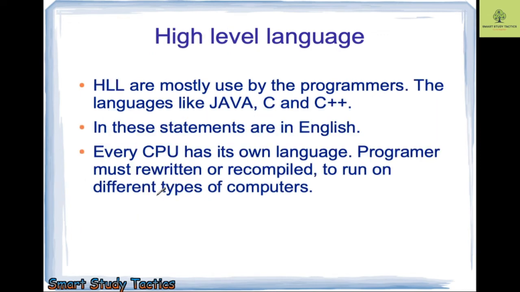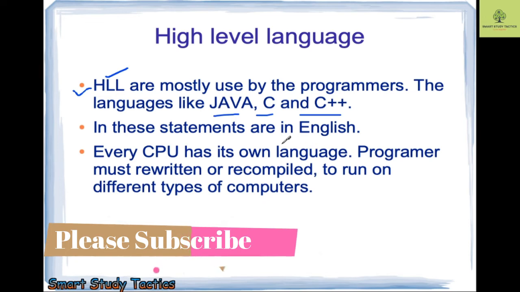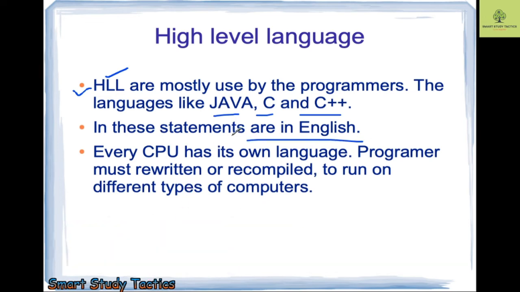Now we have the high level language, the most popular, fourth generation language. Nowadays people mostly use these languages. In short we can say HLL, high level languages. They are mostly used by programmers, like Java, C, C++, Python, PHP. These are the high level languages. It means you can directly write all the instructions in English and directly communicate with the computer system. Every CPU has its own language.